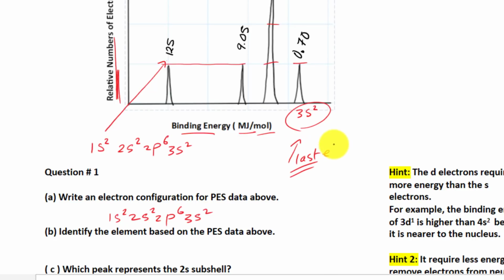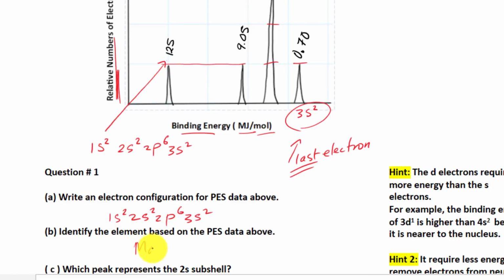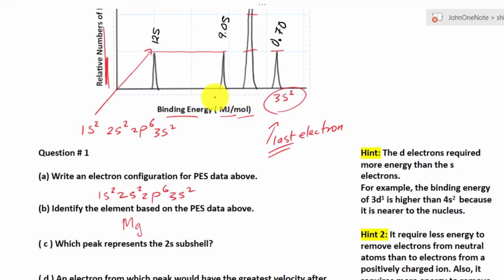In this case, which element would have that last electron at 3s2? So go back and look at our periodic table. The element with 3s2, here we have 3, and here's the s sublevel, this is 3s1 and 3s2. So that would be magnesium. So the element in this case is Mg, magnesium. Which peak represents the 2s sublevel? That's easy. We go up here, we look at this. This must be 1s2 and this must be 2s2. So it will be the peak at 9.05 megajoule per mole, okay?